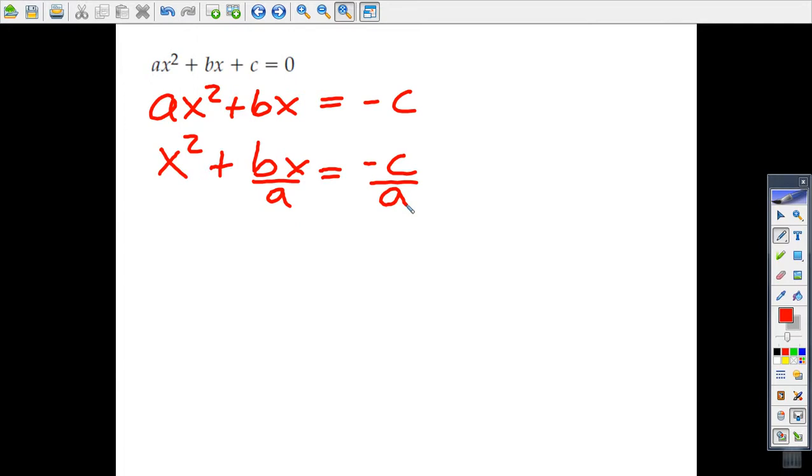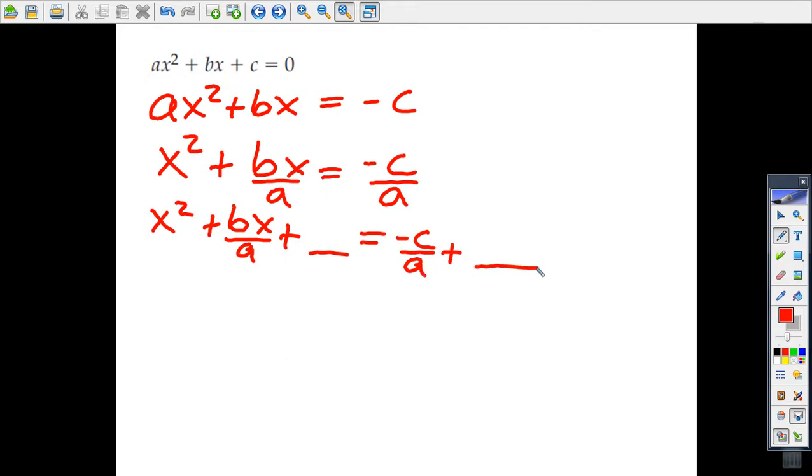Okay. I want you to work too. Okay. Now that I've gotten the a out of there, now I'm going to complete the square. What do I need to do? Find half of b and then do that stuff. So I'm going to put some blanks in here. This is plus bx over a plus blank equals negative c over a plus blank.